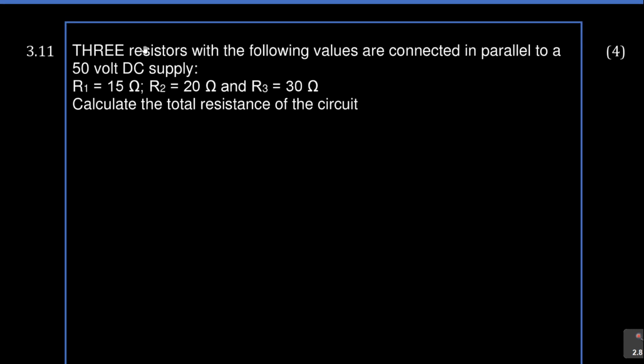The 3 resistors with the following values are connected in parallel to a 50 volt DC supply. So now we're in resistors. Now it's a different part of the lesson, which is still talking about resistors. But now I just want to be clear here. I'm just introducing this topic on resistors in series and resistors in parallel.